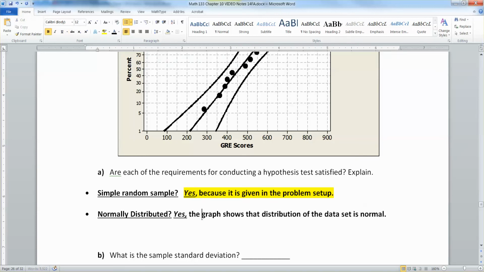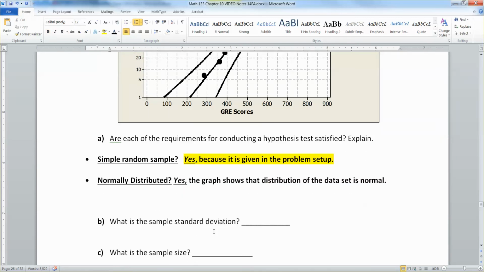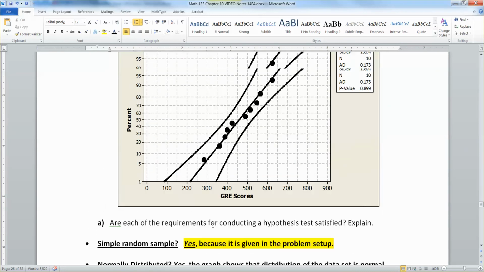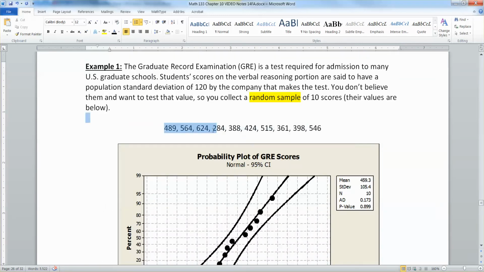All right. What is the sample standard deviation and what is the sample size? Well, to find those values, we would enter these data points into our calculator. Of course, I've given it to you here, but perhaps not with as many decimal places as we would like. So let me go grab the calculator.